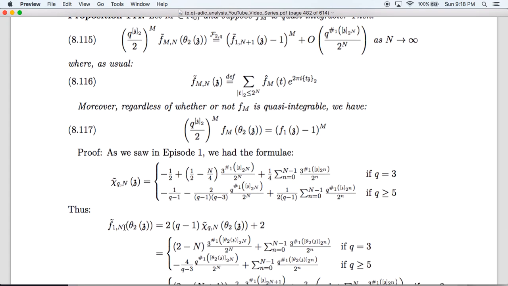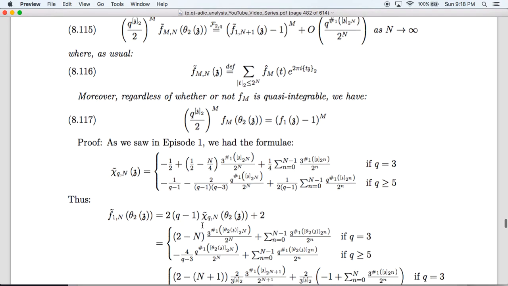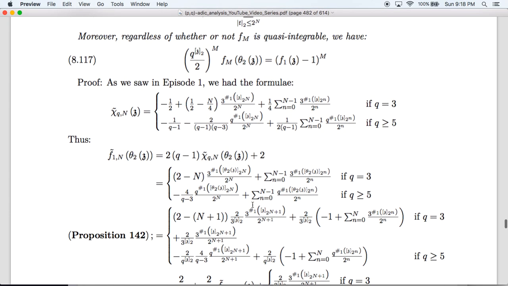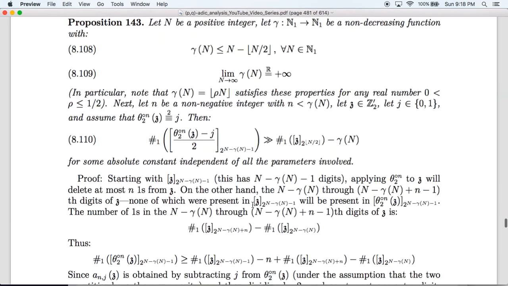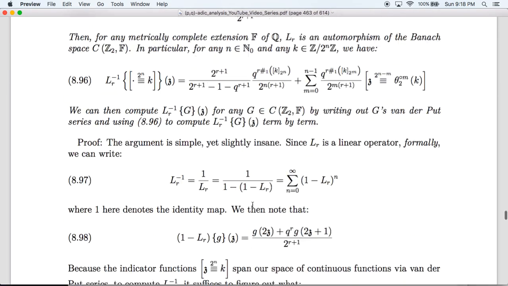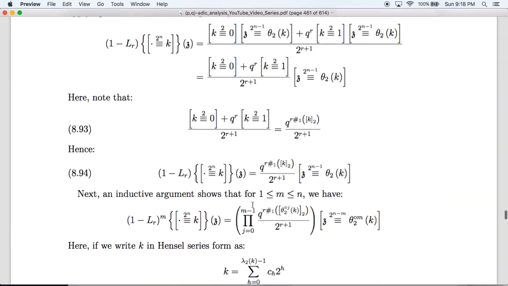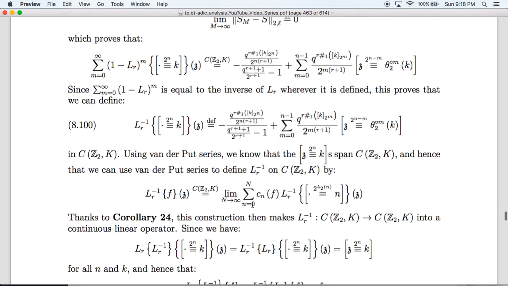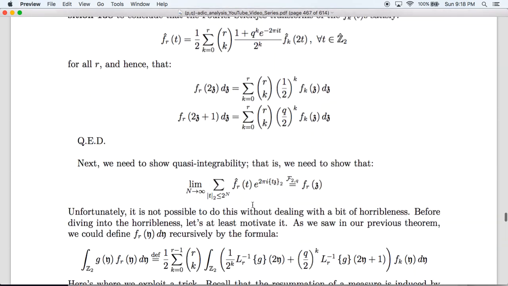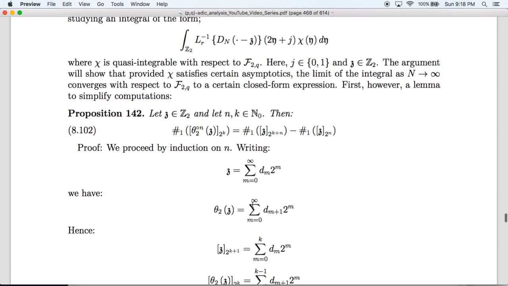Using our formula relating f1 to chi-q, we then take the partial sums and we get the following. And then by proposition 142, where... which one was that one? That one where we... I need to go back and remember. That's not proposition 142. Proposition 142 is... that's a lemma. Proposition 142 is, there we go. Yes, it's by this formula for the number of ones digits.